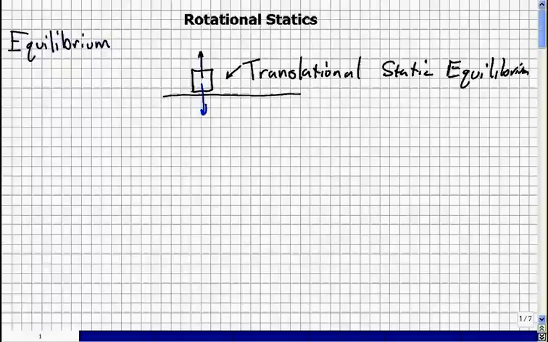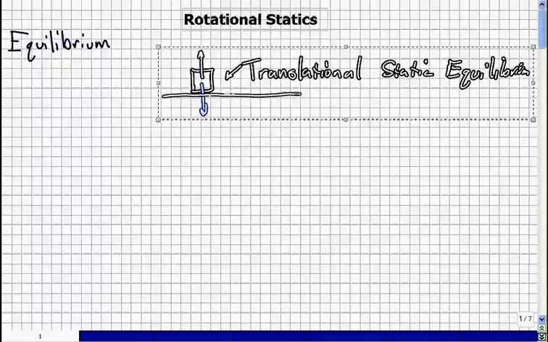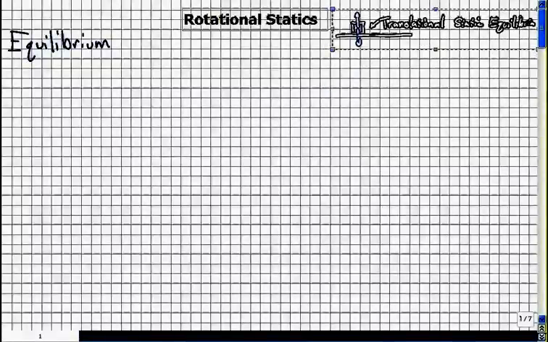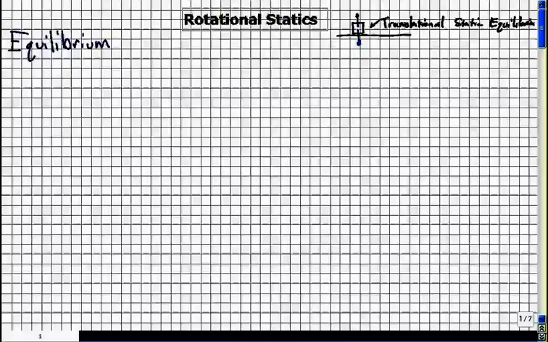Okay, but today we will probably be using some concepts from translational static equilibrium or translational mechanics, but today we're going to be looking at rotational mechanics, or in particular rotational statics. So when things are not actually rotating, but there are rotational forces acting on them. A rotational force we call torque.